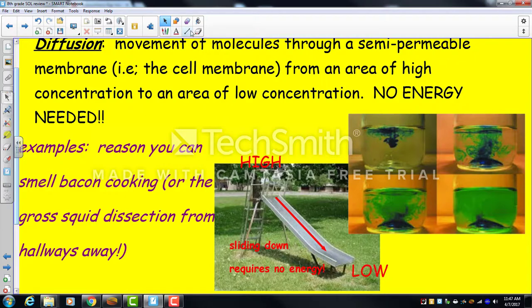Now, the analogy I used with my kids last year was a sliding board, or if you ski, if you go skiing down a hill, if you sled down a hill, if you go tubing down a hill, you start off up high, okay, high concentration. And you go from high concentration down low to the bottom, and it requires no energy from you. You just sit there. You don't do a thing, okay? You just enjoy the ride. You let gravity take over.